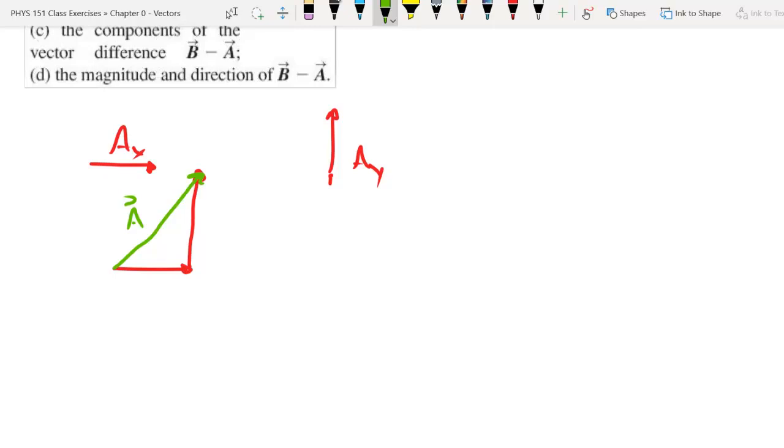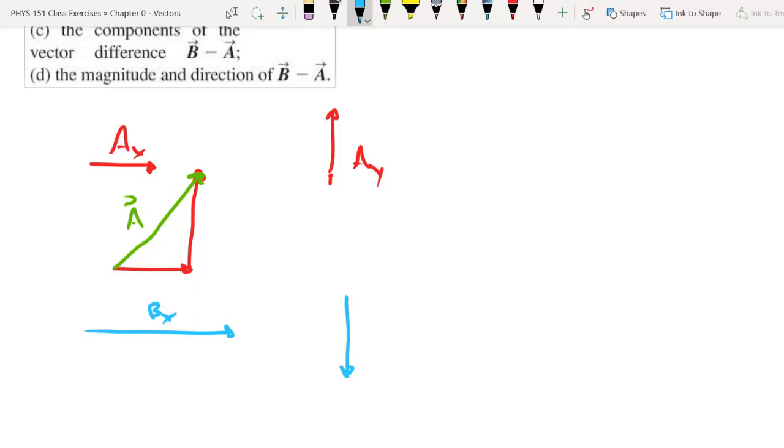But that's vector A, and then vector B. BX was given to us as 4.1 centimeters, so that's a bit longer. This is BX, and BY was negative 3.75, so a length of 3.75. Too long maybe.